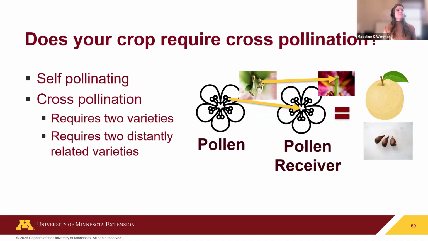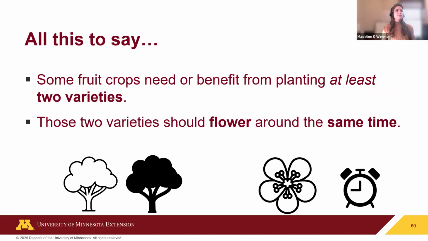So again, this is just another slide showing this, where you have one flower that's giving pollen, one flower that's receiving pollen based on the need for cross-pollination, which means that you need at least two varieties. And sometimes these varieties can be closely related for things like apples, but for a crop like honeyberries, you actually need to make sure that the honeyberries are more distantly related, or you still might not get good fruit set. So at least two varieties.